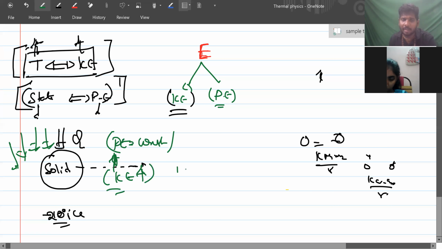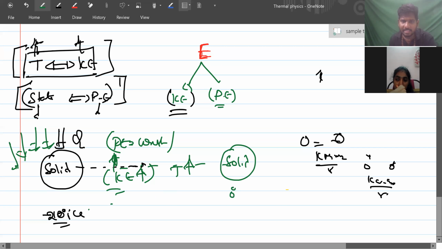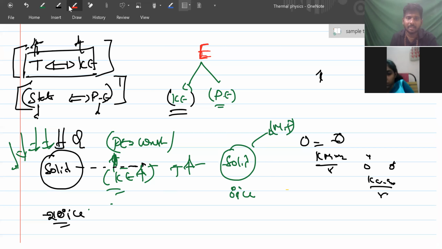So slowly, the temperature will be increasing: minus 20, minus 19, minus 18, minus 17, minus 16, minus 15. Like that, it keeps on going in one state, that is called solid, until it reaches 0 degrees ice. This point is called the melting point. When it reaches the melting point, what will happen there?